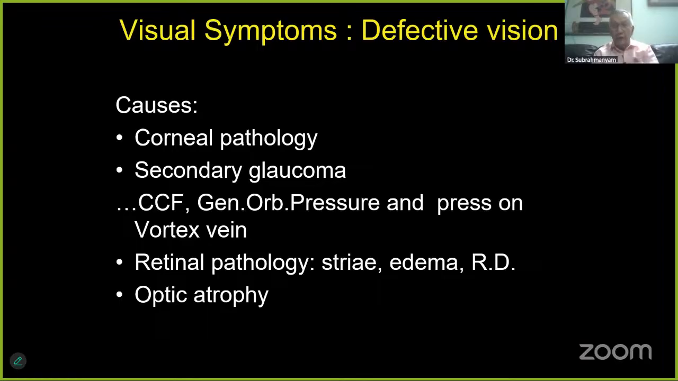Or it could be due to retinal pathology leading to striae, retinal edema, or even retinal detachment, or optic atrophy because of compressive optic neuropathy or tumors involving the optic nerve and causing optic atrophy.